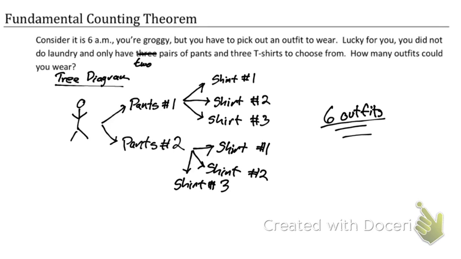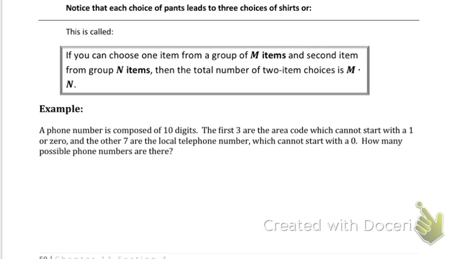Well, an easier way to do this problem, rather than having to draw all of this stuff, is we could just say, notice that each choice of pants leads to 3 choices of shirts. In other words, if I have 2 choices for pants, and 3 choices for shirts, we can just do 2 times 3 equals 6 outfits as well.